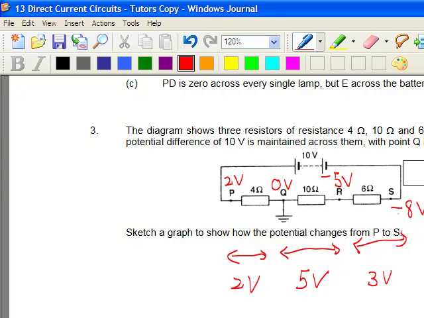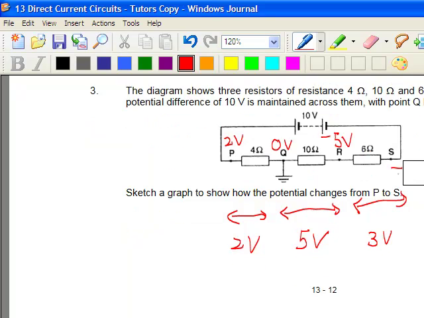How much? 10. Okay, great. Who's your maths teacher? Miss Ong. Oh, really? I know. Okay, continue.